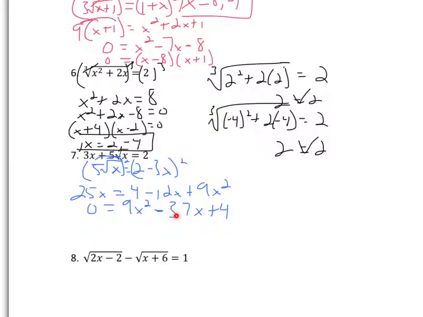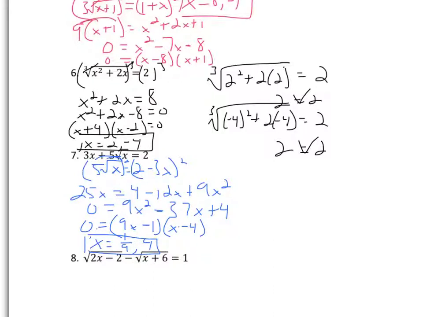So when I factor this, we'll have 0 equals 9x, let's see, minus 1, and x minus 4. Okay, negative 1 times negative 4 is positive 4, negative 36 minus 1 is negative 37, so this does work, and that tells us that x is going to be equal to 1/9 or 4.